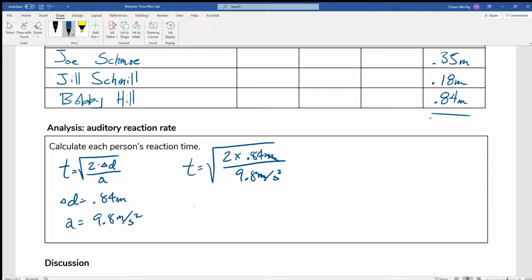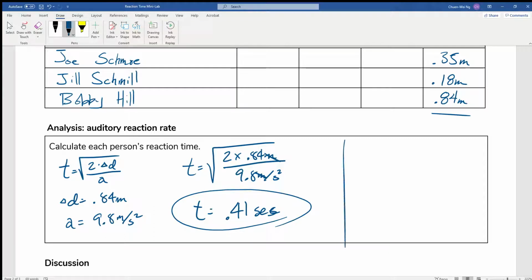Meters will cancel. My T, again, I'm going to plug it in. Square root, open parentheses, 2 times 0.84 divided by 9.8, close parentheses. And I get a really large reaction time of 0.41 seconds. So it takes Bobby Hill like half a second to notice something is happening with his ears. Good. So when you're done with that, do it 3 times over, right? Give me the auditory times for all of your friends.